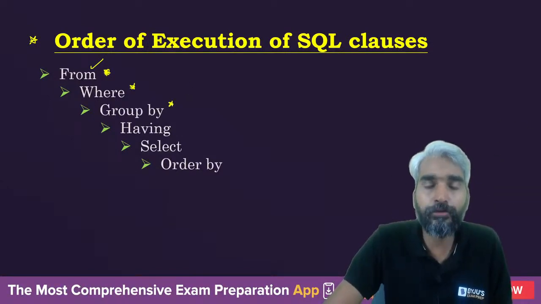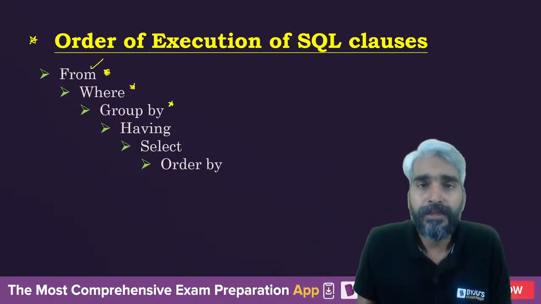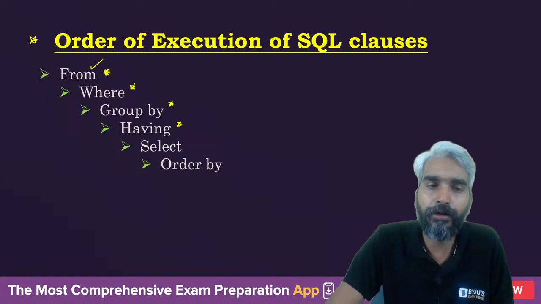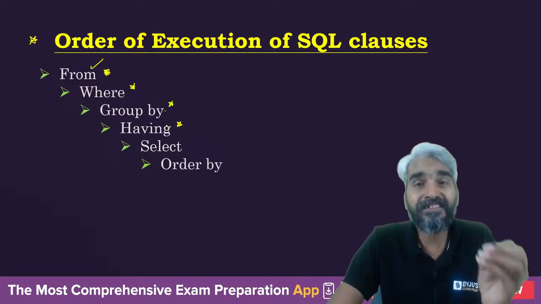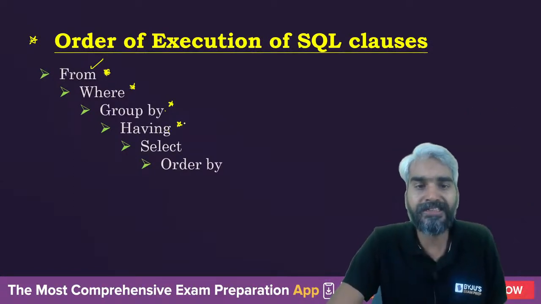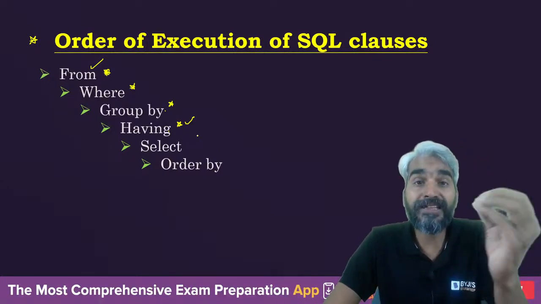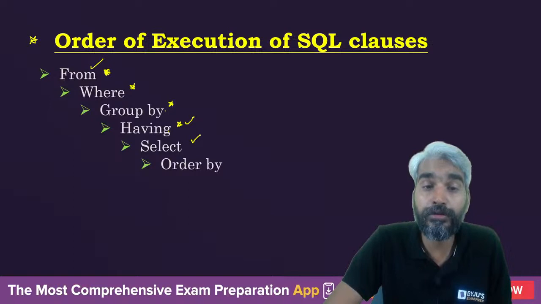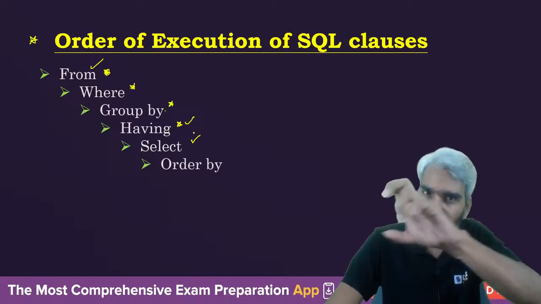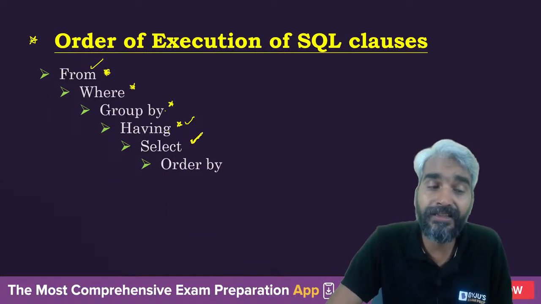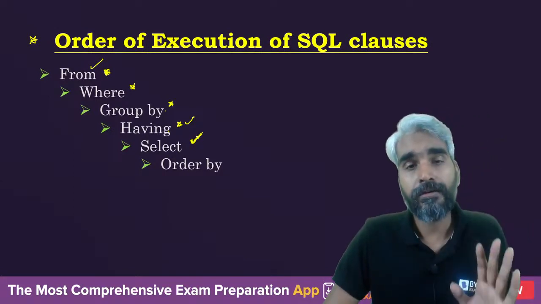you will group them based on the group by clause. And if at all a having condition is applied on the group, then you will again select the groups out of those groups which are satisfying the having condition. Then whatever groups are satisfying the having condition, those groups will be selected, and from that the attributes specified in the select clause will be projected, right?